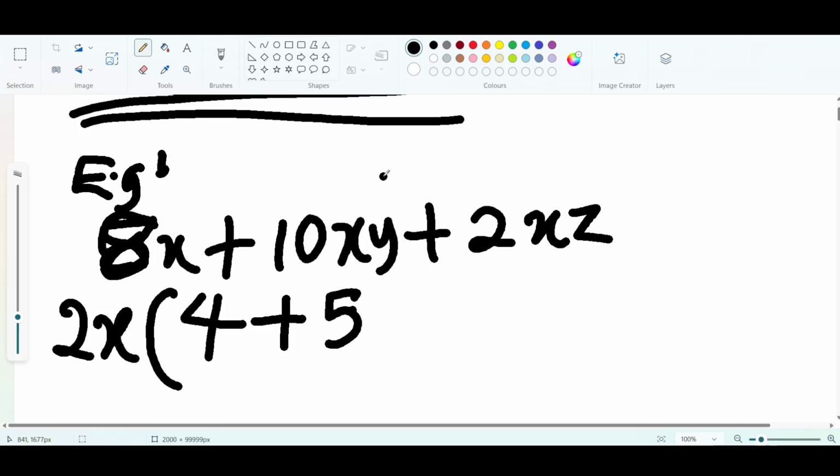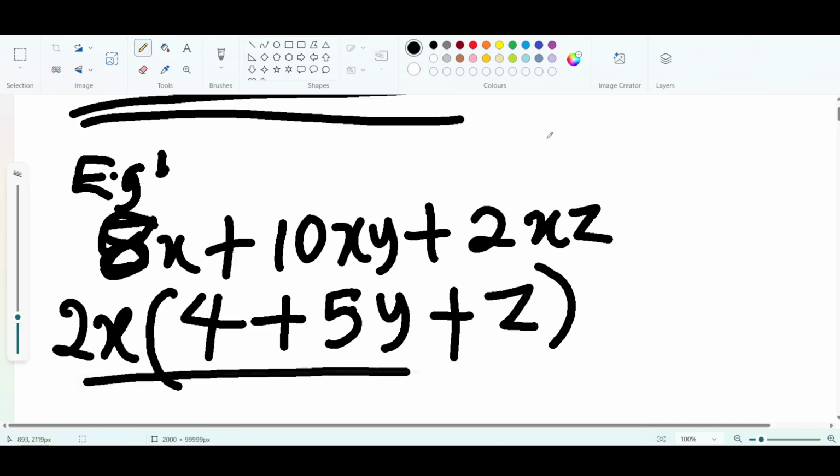We are left with y. Now here, this is going to be what? 2 in 2, 1. x in x, 1. So we are left with z. So this is how we factorize.